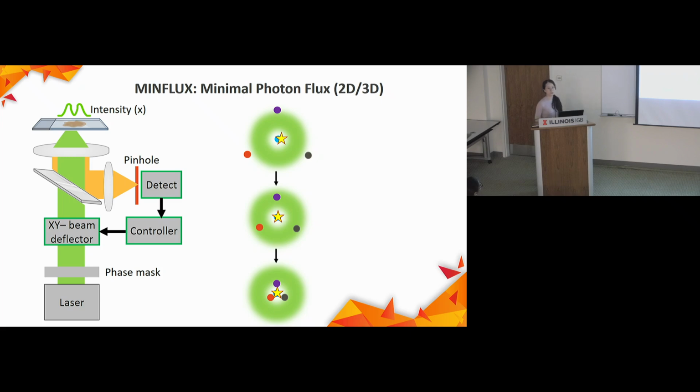This is the 2D. 2D needs 4 points. And for 3D, you will need 4 points on the 2D plane, and then 1 on the top, 1 on the bottom. So 6 points in total.